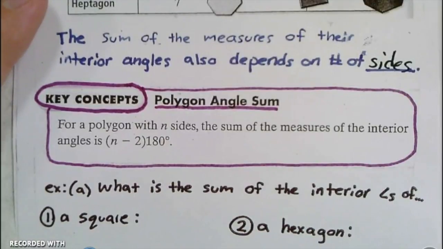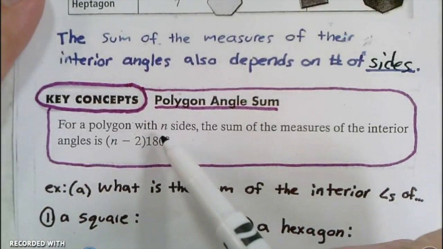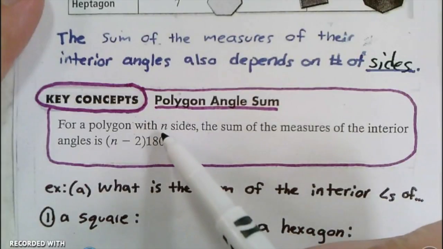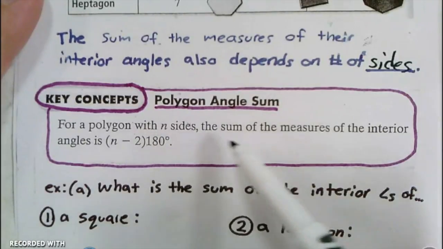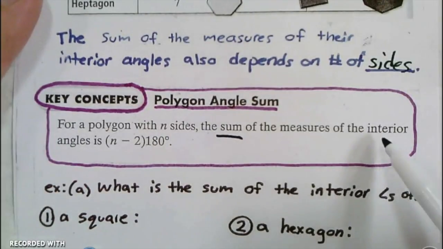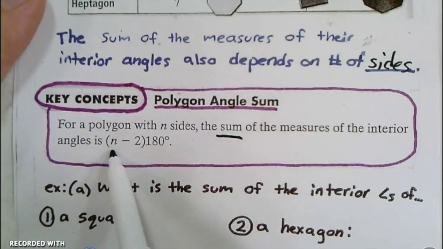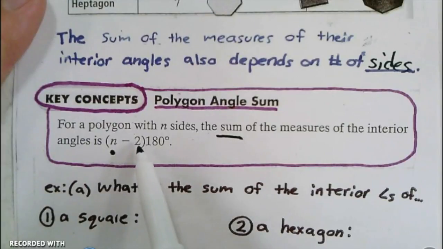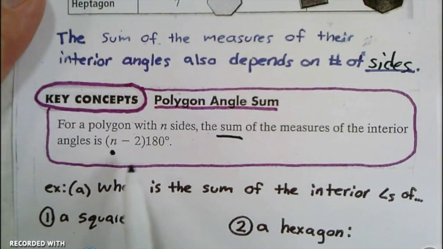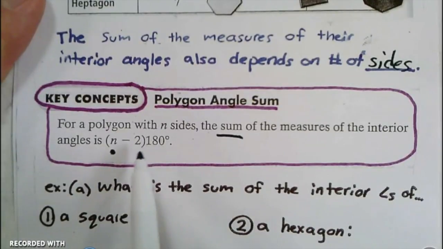For a polygon with n sides, that's just the variable, it's however many sides it has, you'd fill in for that n. The sum of the measures of the interior angles is n, so remember that's how many sides it has, minus 2 times 180 degrees.